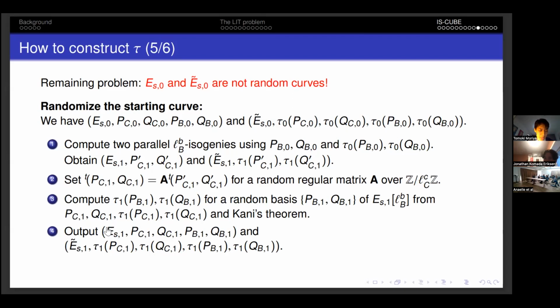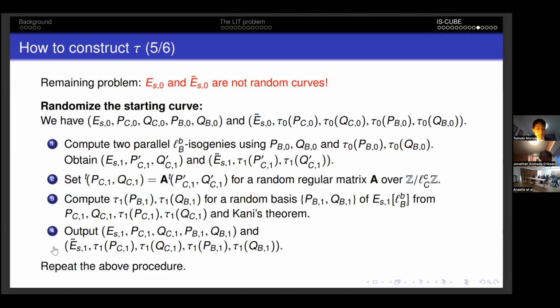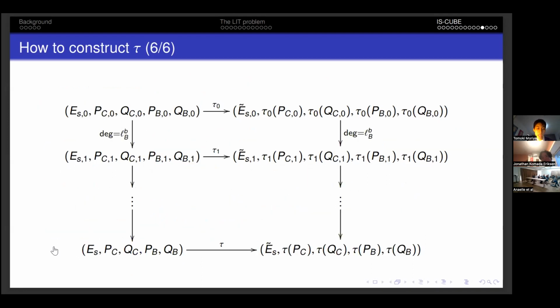And finally, we output ES1, PC1, QC1, BP1, and QB1, and the image points of them. Here, by randomizing, PC1 and QC1 are a random basis, and BP1 and QB1 are also a random basis. Repeating the above procedure many times, we can obtain random supersingular curves as a starting curve. We can represent this procedure as a diagram like this.